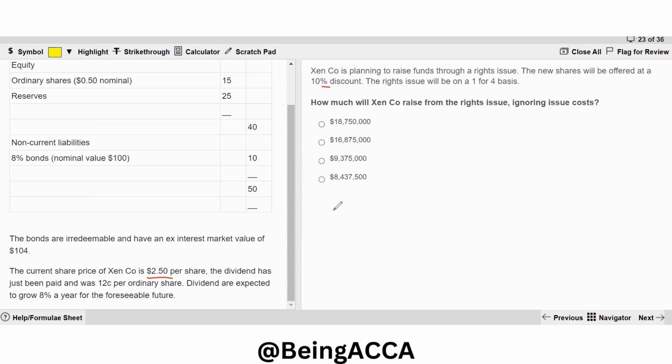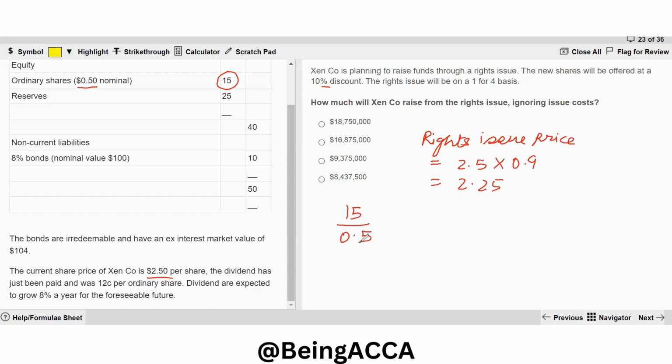That means my rights issue price is 2.5 multiplied by 0.9, because 10% is the discount that I'm giving. So this is $2.25 per share. Now, how many shares do they currently have? We have a book value of 15 and 0.5 is the nominal value. So my number of shares is 15 divided by 0.5, which is 30 million shares. This means I have 30 million shares in issue at the moment.